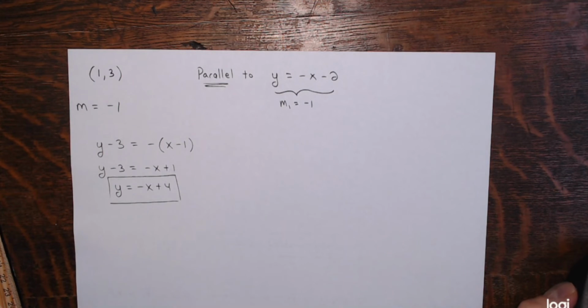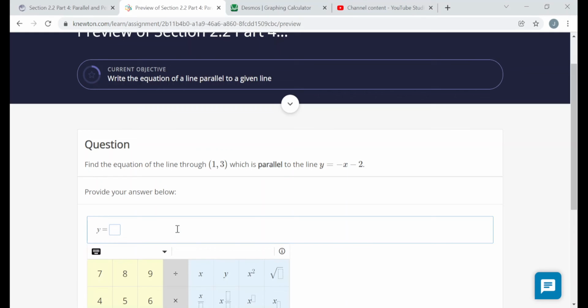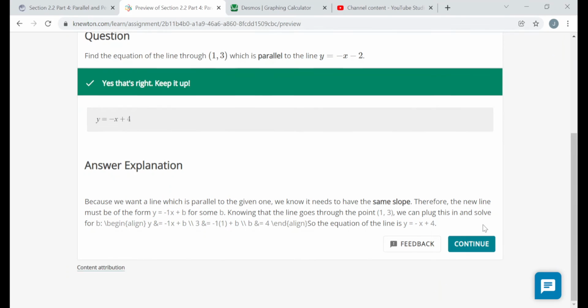And again, you can go to Desmos, you can go to some graphing calculator and look at it and see for yourself. But I'll leave that to you this time. Now notice they already have the y equals part, so I'm just entering the other side. Negative x plus 4. Good.